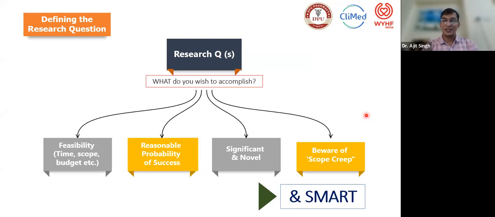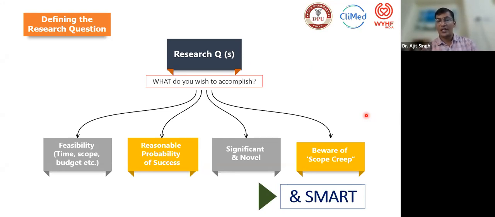Suppose the DCGI, the Drug Controller General of India, which usually monitors all the clinical trials, came up with new rules that, after tonight 8 p.m., these rules will not be valid and you have to come up with a new idea. Or FDA has come up with new rules. What will you do? So you have to be very much aware of the scope. That term is called scope creep. Your idea must beware of the scope creep.